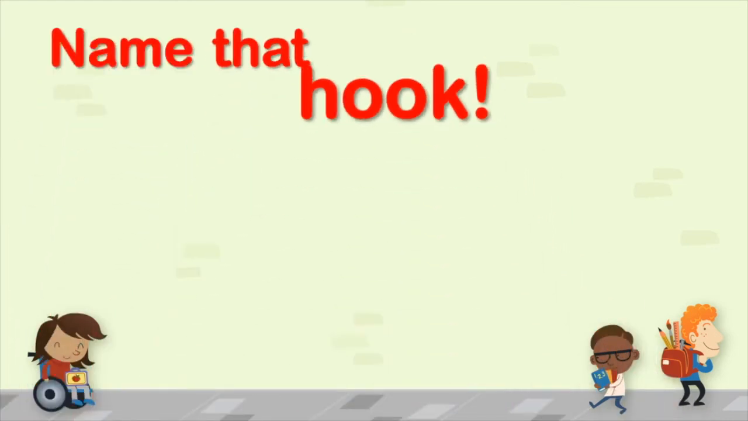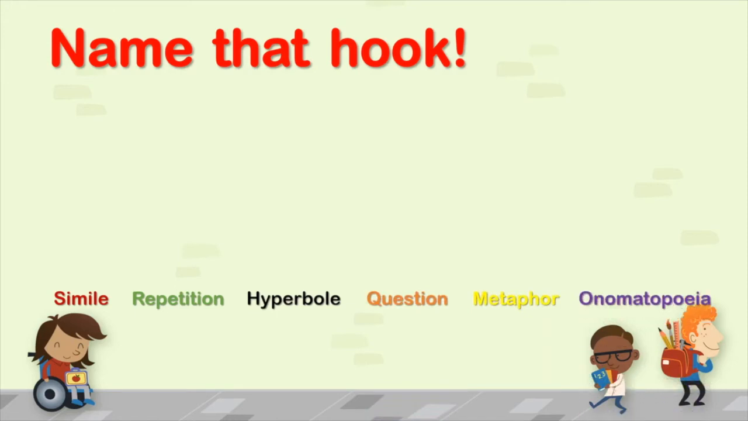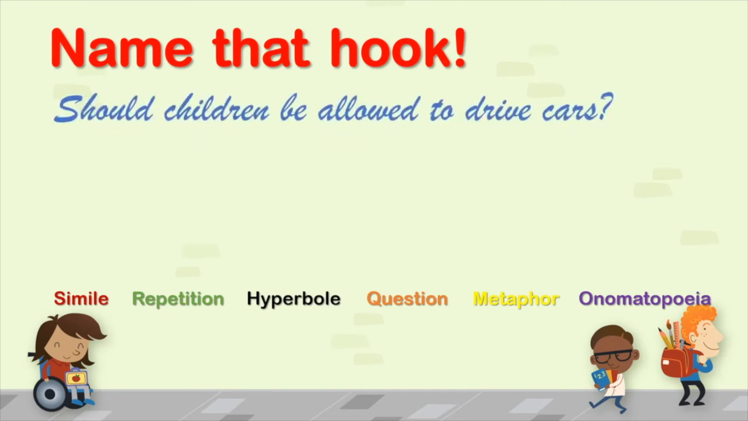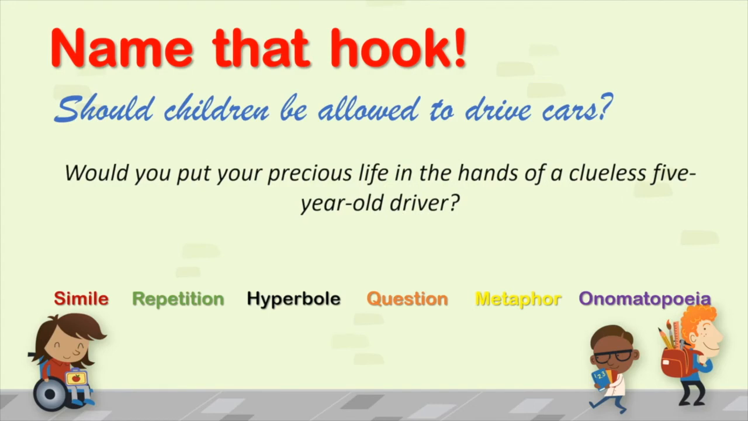Let's play Name That Hook. This is where you get to determine the type of sentence hook used. Identify whether it's a simile, repetition, hyperbole, question, metaphor, or an onomatopoeia. Here's our prompt. Should children be allowed to drive cars? Would you put your precious life in the hands of a clueless 5-year-old driver? Choose the answer from the bottom. Is it a simile, repetition, hyperbole, question, metaphor, or an onomatopoeia? If you said that the sentence hook is a question, awesome job.